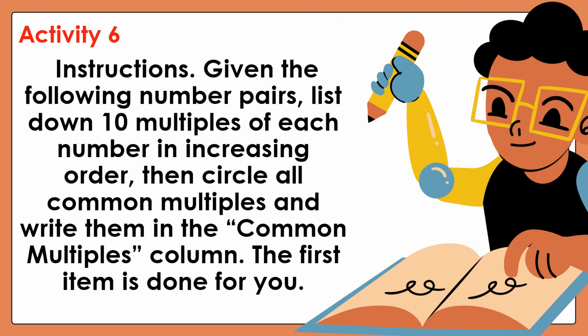Instructions. Given the following number pairs, list down 10 multiples of each number in increasing order. Then, circle all common multiples and write them in the common multiples column. The first item is done for you.